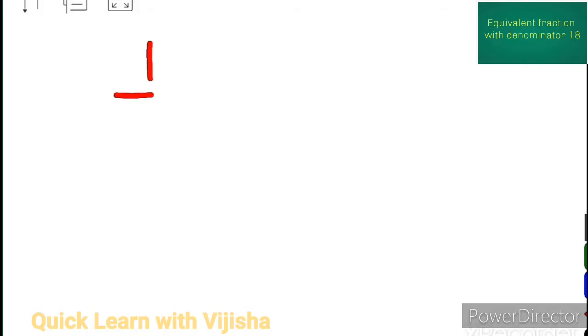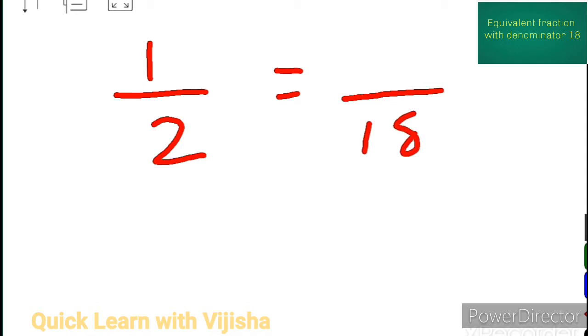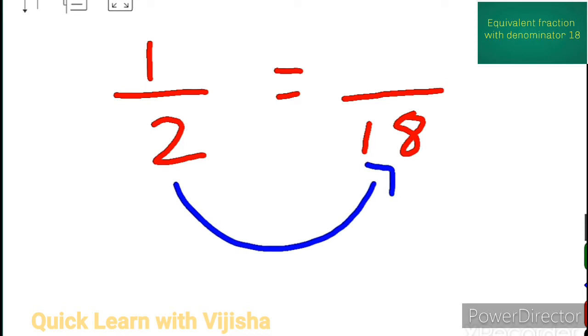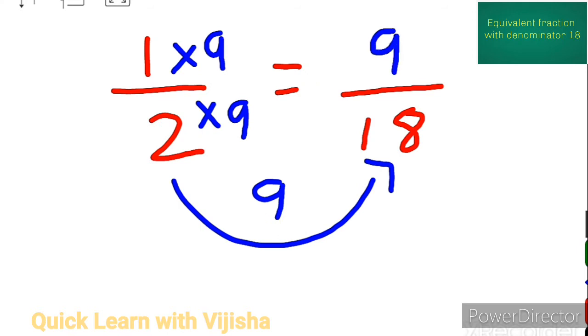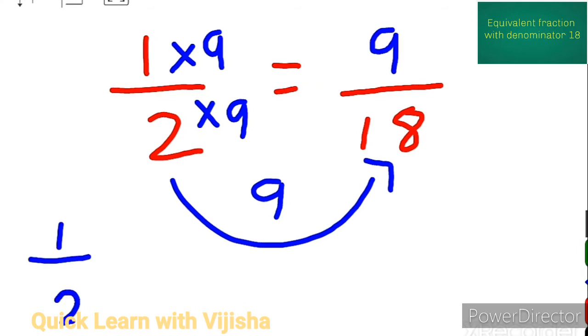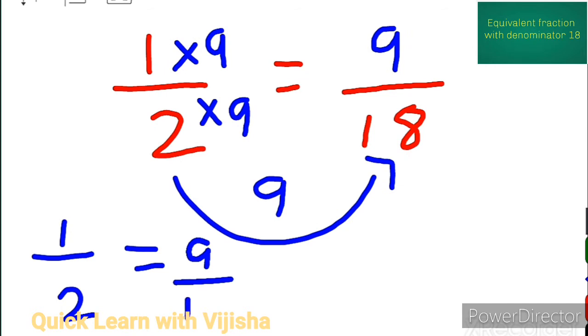First question is 1 upon 2. Now we have to make the denominator 18. Denominator means it comes in the down part. So you have to make it 18. In the question it is given to make it 18. Now how we will do this? Here already denominator values are given, 2 and 18. So if you multiply by 9, understanding? So we will multiply by 9 for the numerator and multiply 9 for the denominator. 1 9s is 9. For 1 upon 2, equivalent fraction is 9 upon 18.